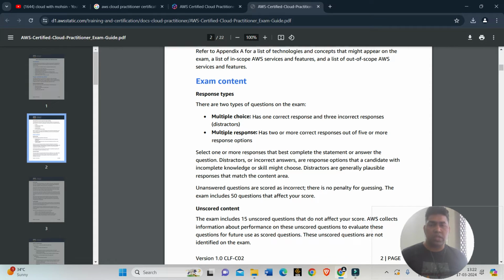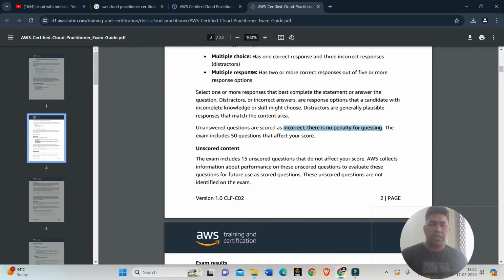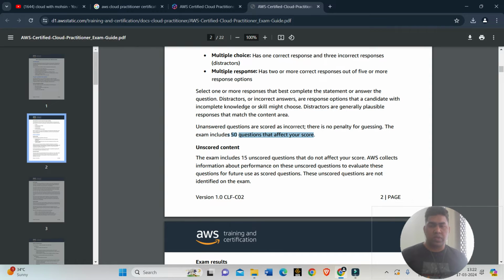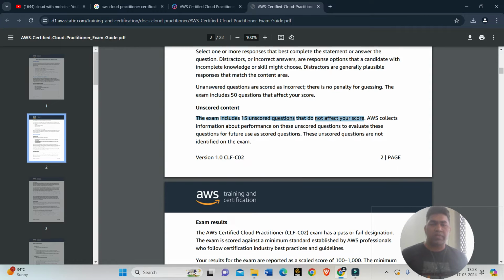So this is the response type, and there is no negative marking, as you can see. Unanswered questions are scored as incorrect, and there is no penalty, meaning no negative marking here. In this exam, as we have seen, there are a total of 65 questions. However, the exam includes 50 questions that affect your score. You will ask, what about the other 15? The exam includes 15 unscored questions that do not affect your score, and AWS collects information about the performance of these unscored questions to evaluate them for future use as scored questions. So these 15 questions won't affect the score.